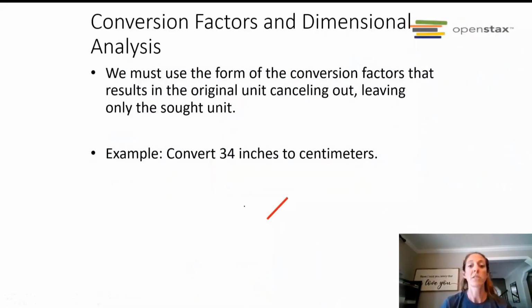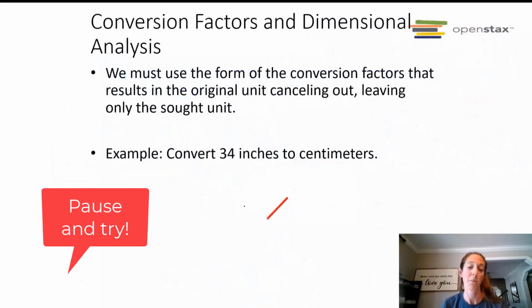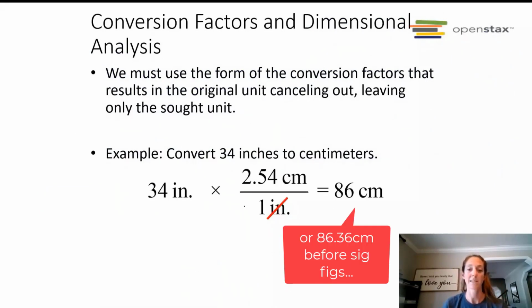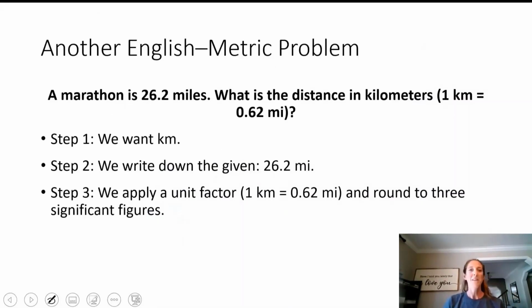Try this one. I want you to convert 34 inches to centimeters using this conversion factor, knowing that 1 inch is equal to 2.54 centimeters. If you want to pause the video and check to see if you got the same answer by setting it up. Starting with inches, inches and inches need to cancel, so I need to have my 1 inch on the bottom, 2.54 centimeters on top.